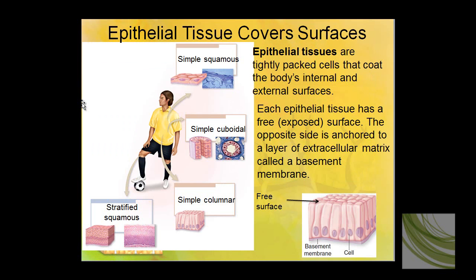Epithelial tissues are tightly packed cells that coat the body's internal and external surfaces. Each tissue has a free exposed surface. The opposite side is anchored to a layer of matrix called a basement membrane. And so we have the free surfaces in our GI tract, our epithelial tissues, but our skin is also a type of epithelial tissue.